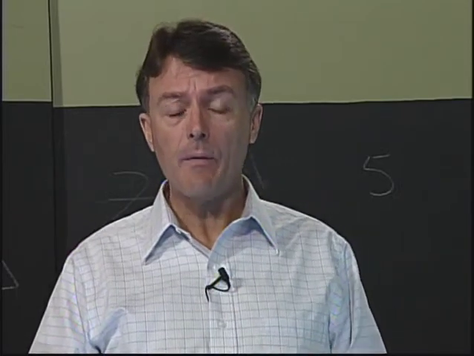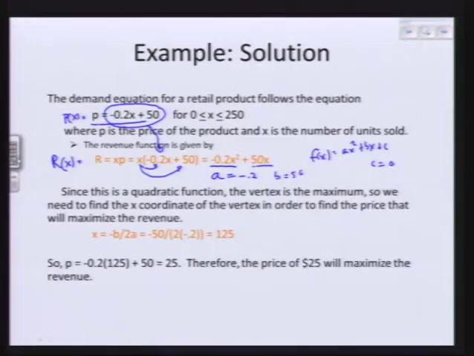Okay, let's go back and see how we finish up this problem. Okay, so what we want to do is find the price that maximizes the revenue. Now, typically with a quadratic function, you would find the vertex. We're not going to do that completely here, because what we need to do is find the value of x, because we want to find the price that maximizes the revenue.